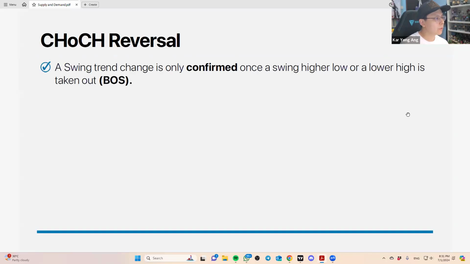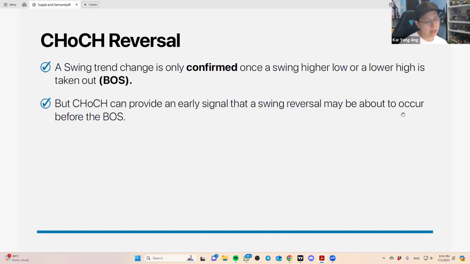Okay, so of course, change of character can also be used for reversal. As I mentioned, at the end of the day, change of character is an early sign of a shift. It can be a shift to indicate a pullback. It can be a shift to indicate the pullback is completed. It can also be a shift to say that the overall trend is changing.